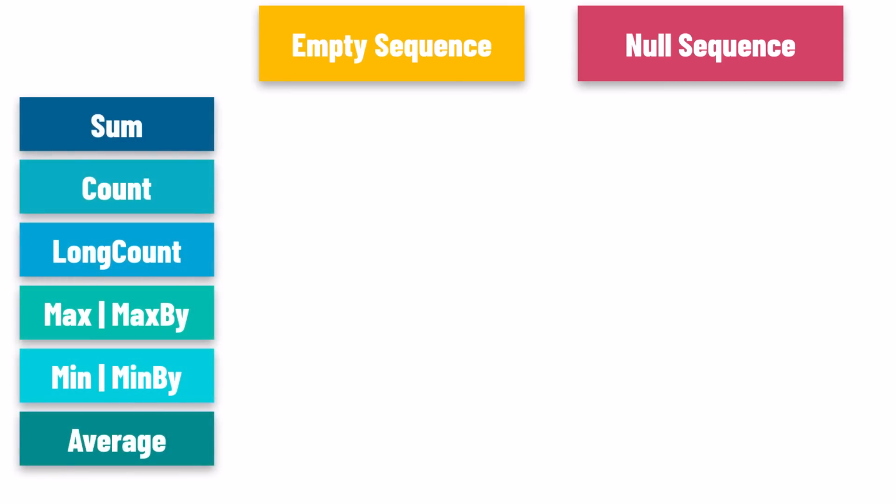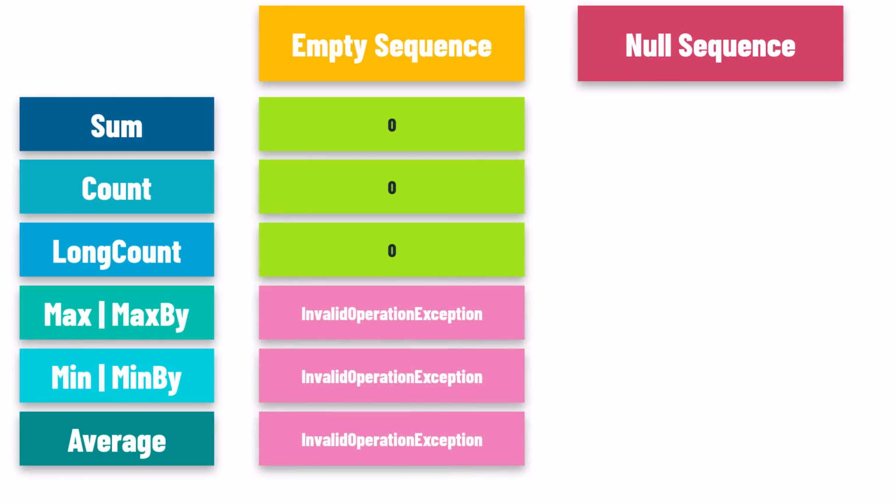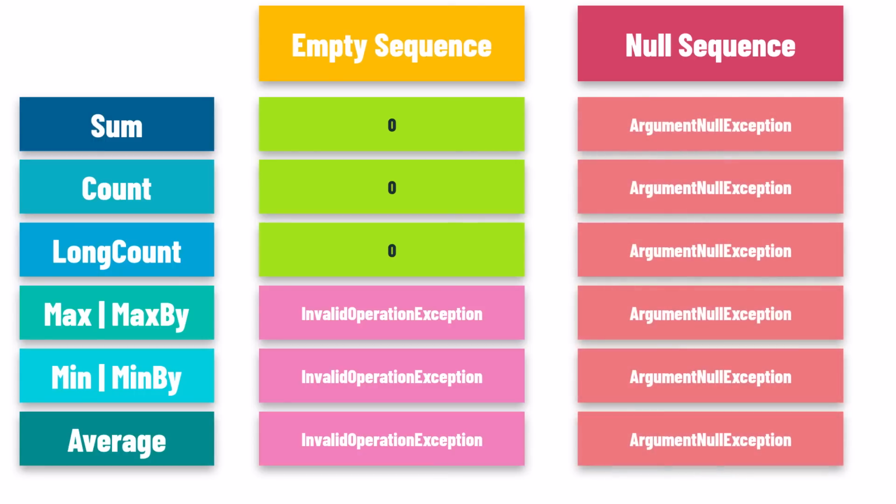These methods react differently when faced with a source that contains no elements or when the source is null. When the source contains no elements, Sum, Count and LongCount return 0. This is because there's nothing to sum up or count. The other methods throw an InvalidOperationException. This is because these operations can't compute an average or find a maximum or minimum value in an empty set. On the other hand, if the source is null, all these methods will throw an ArgumentNullException. This is because you can't perform any operations on a null source.